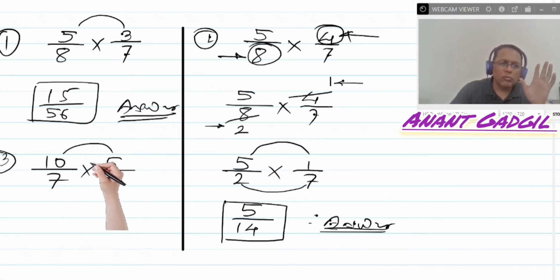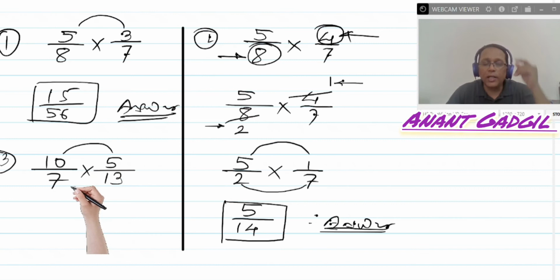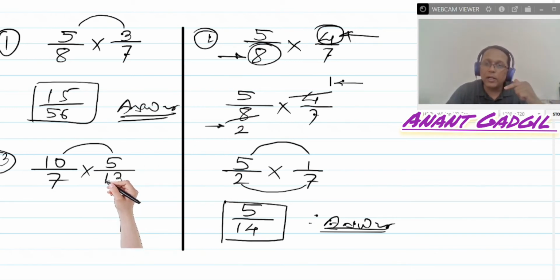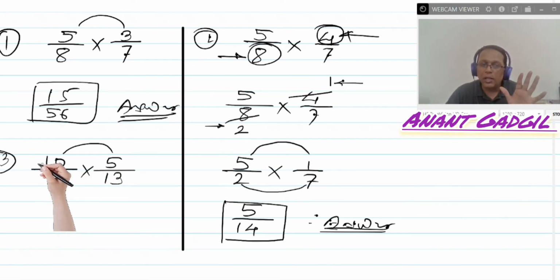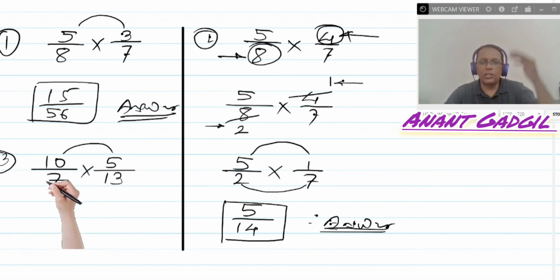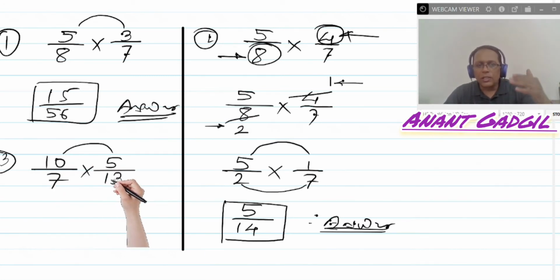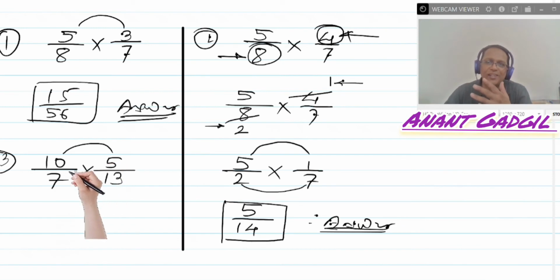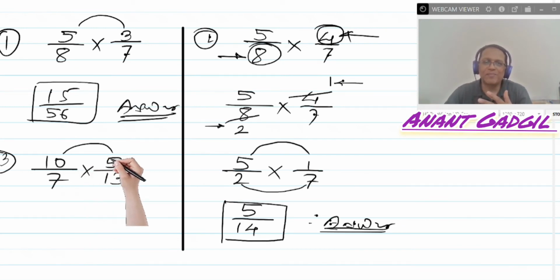Now, here in this question, one number in the numerator and one in the denominator don't come in the same table. See, 10 and 7. One is in the numerator, one is in the denominator. They are not divisible by the same number. Similarly, 10 and 13 are not divisible by the same number. Similarly, 5 and 7, and 5 and 13, are not divisible by the same number.